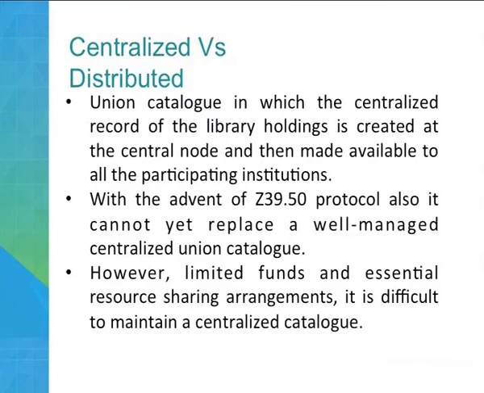So, if you compare centralized versus distributed union catalogs, in the centralized one the record of the library holdings is created at the central node and then made available to all the participating institutions. And even with the advent of the Z39.50 protocol, it cannot yet replace a well managed centralized union catalog. However, with limited funds and essential resource sharing arrangements, it is difficult to maintain a centralized catalog. Nonetheless, centralized catalogs are more suitable for high volume searching compared to fixed collections.